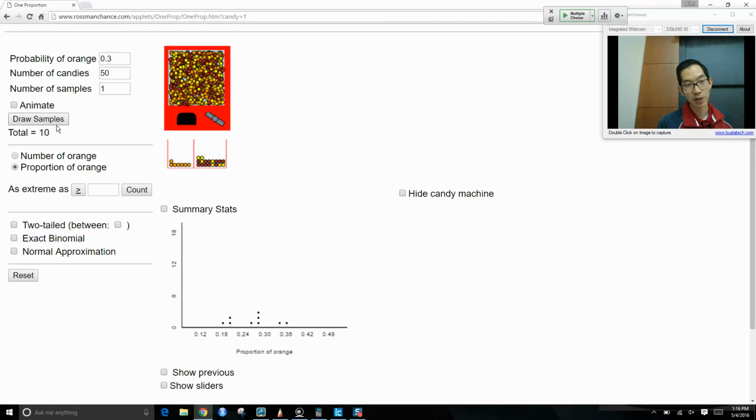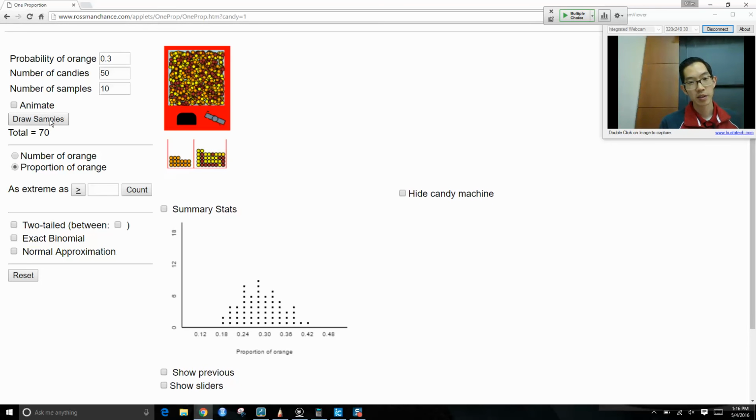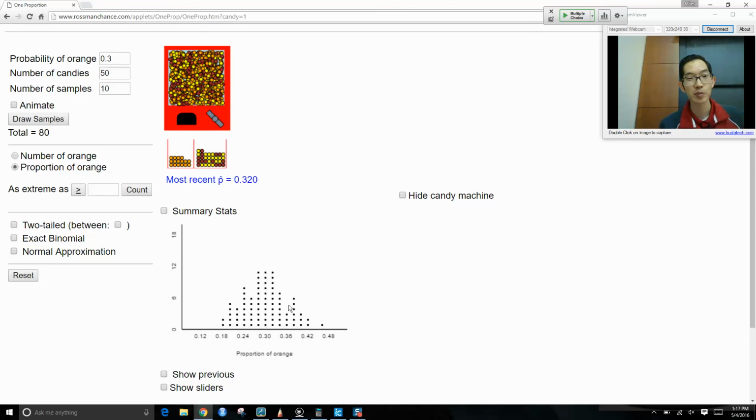So after 10 samples, we've got 10 dots on our, I'm sorry, this is a dot plot, 10 dots on our dot plot, and we can do 10 at a time. Here's another 10 dots. This is 20 dots in our dot plot. And so here we go, we're building this up. Now we have 80 dots, then 90. This is after 100 samples.